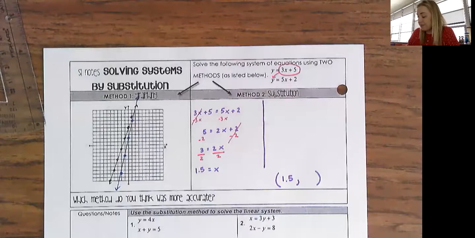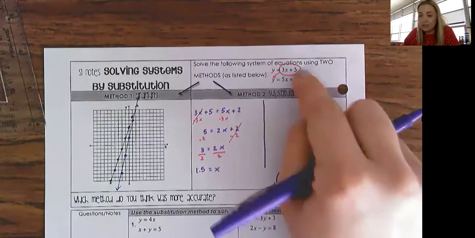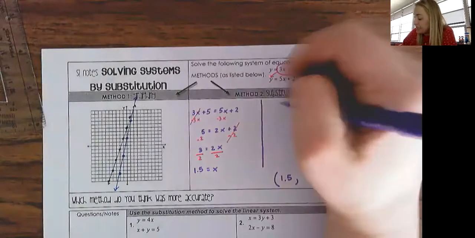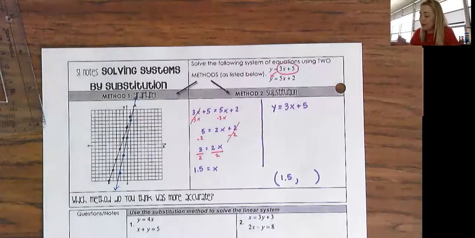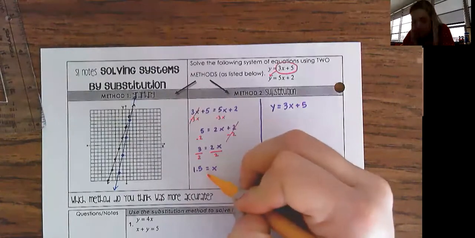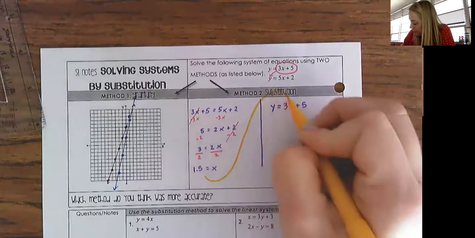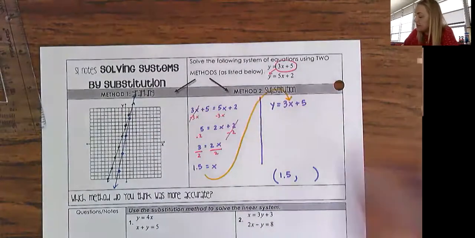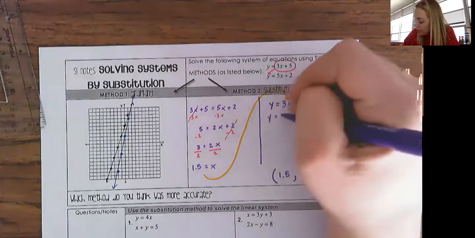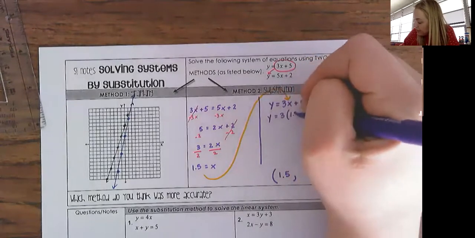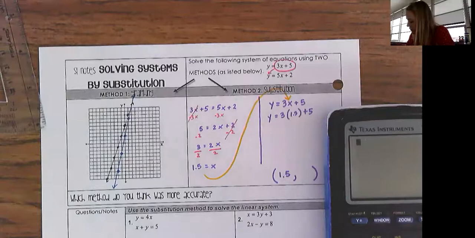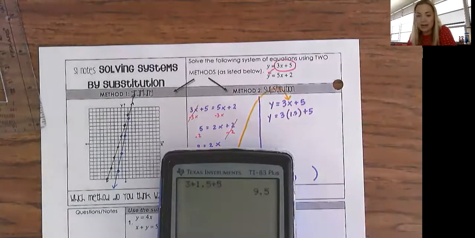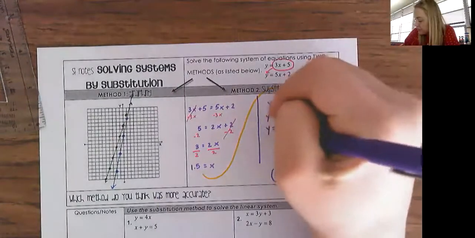Now, I just need to get the second half. I am going to go back to that equation that I circled up there at the very top, and I'm going to write that equation down: y equals 3x plus 5. Now remember, I already know that x is equal to 1.5. So I'm going to take this and put it in for x. So instead of y equals 3x plus 5, that is y equals 3 times 1.5 plus 5. And when I multiply that, 3 times 1.5 plus 5, I get 9.5. So y equals 9.5.